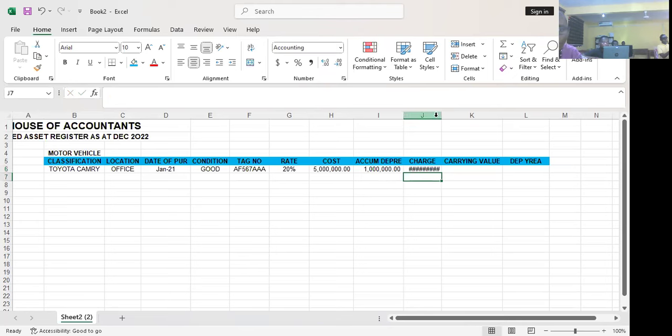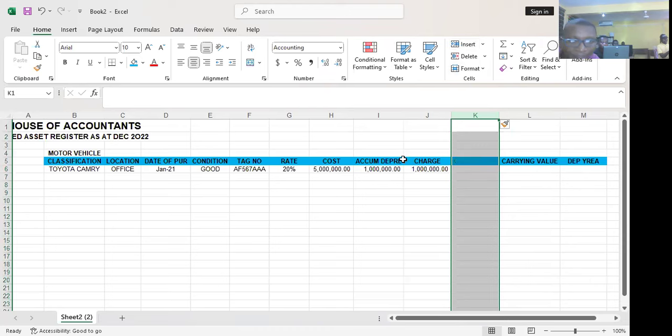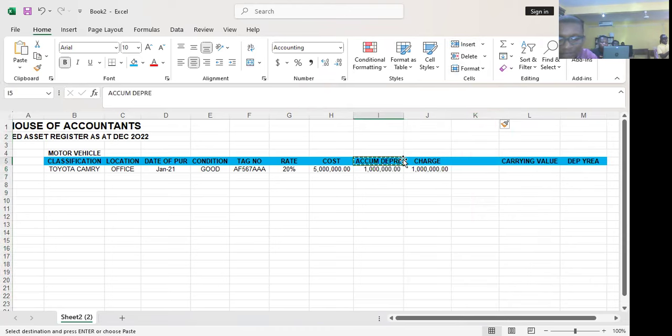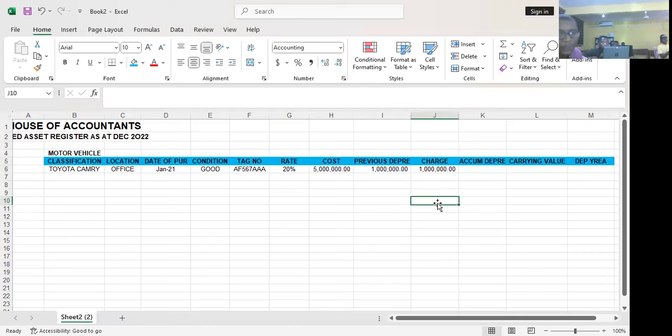Now, before, let's create another space here. Let's call this place Akum depreciation. Let's call this one previous depreciation. So the previous depreciation is 1M. Current year depreciation is 1M.